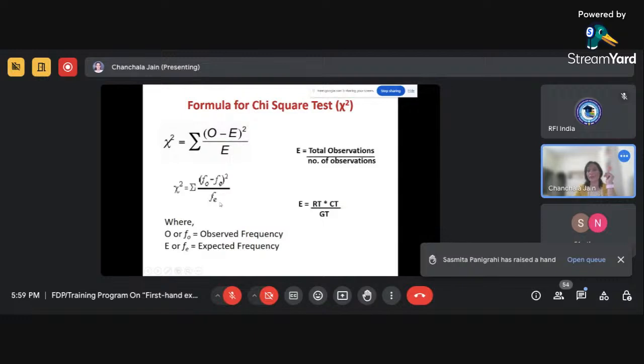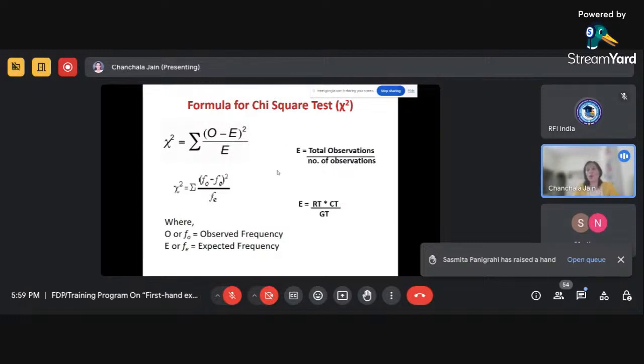divided by FE. So O or FO is what? It is your observed frequency, and E or FE is what? It is your expected frequency. So usually you need to calculate the expected frequency if you are performing chi-square manually, right? Or using Excel also you need to calculate it, using the formula type of thing in Excel you can calculate them.